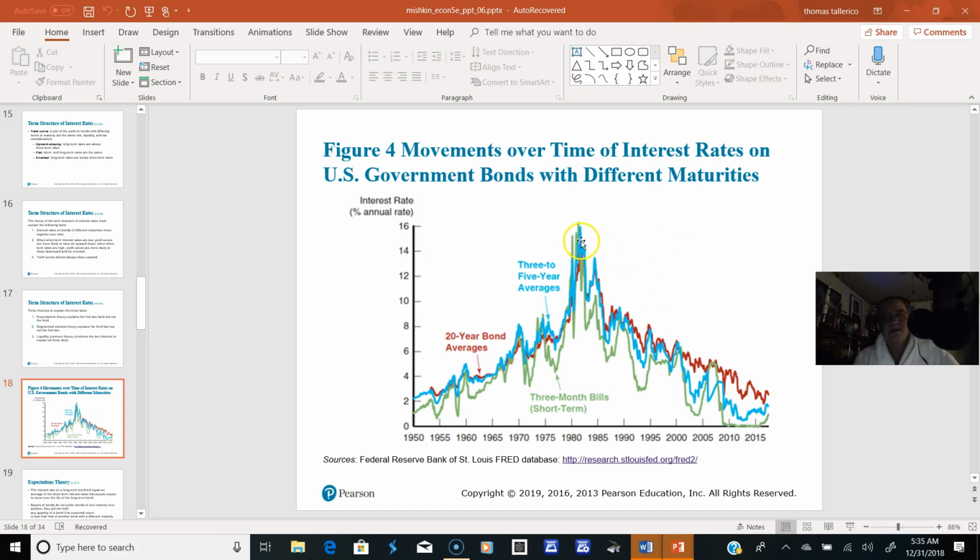And this is the period I was in when I was growing up. I had to buy a house, and you can clearly see where interest rates were up, and so were mortgage rates. It was brutal.